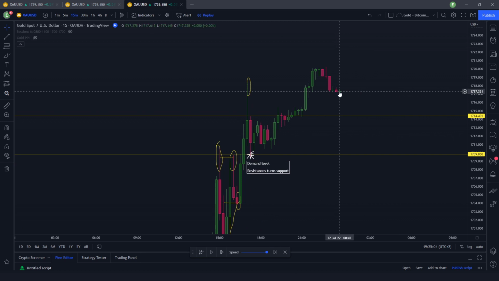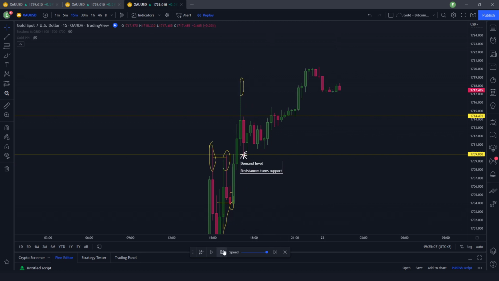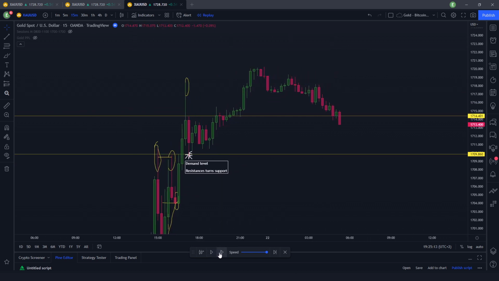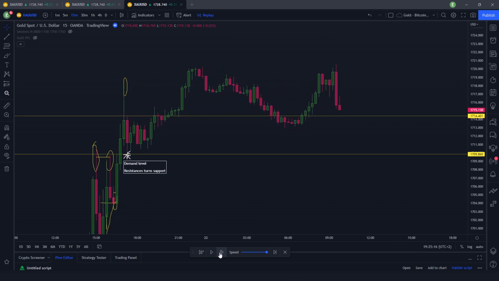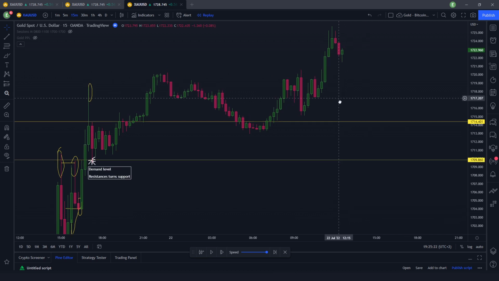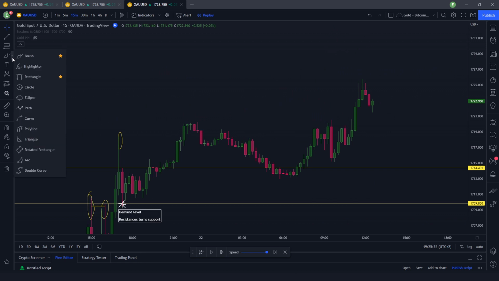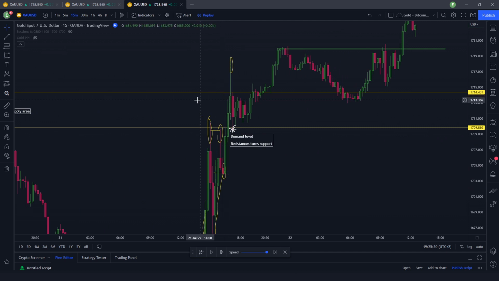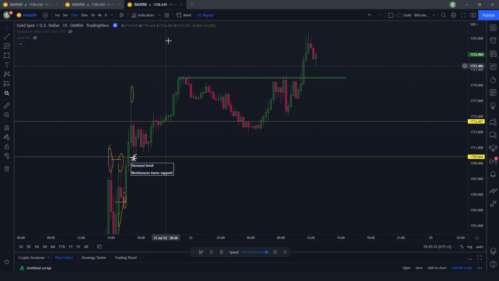Now this is the beginning of today, and we are going to jump into New York, because that's when I trade. So we're going to have a look. This one was London, and we are coming towards pre-New York. Okay, this is New York Open.